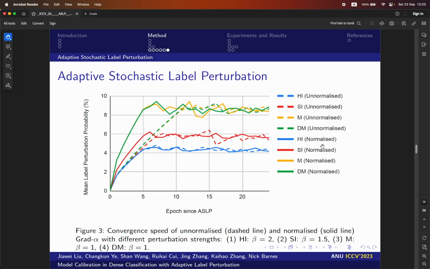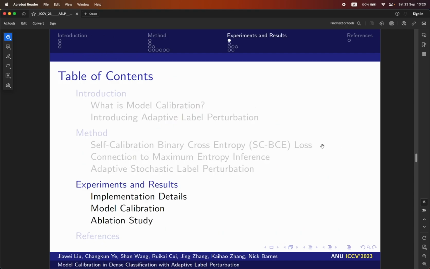As shown in the figure, the mean label perturbation probability stabilizes after reaching a balance. Also, normalizing the gradient of alpha allows different stochastic label perturbation techniques to have the same convergence speed.